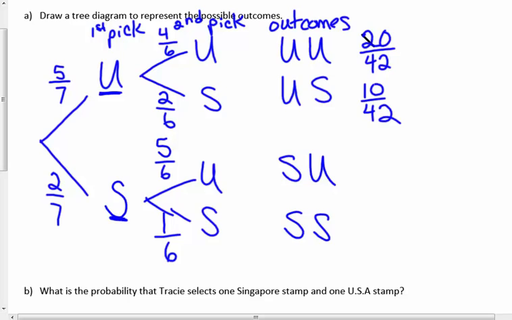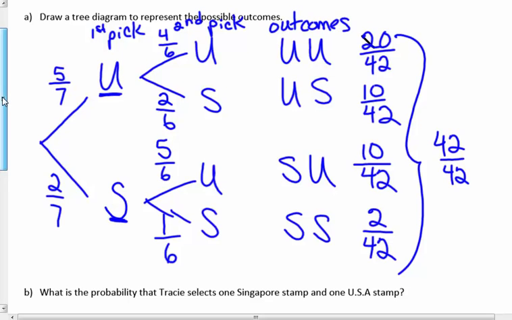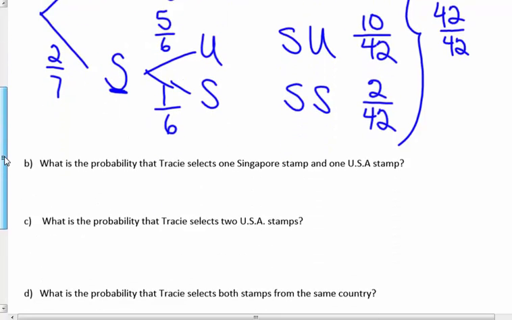Singapore US would be 10 out of 42, commutative property there. Singapore, Singapore would be 2 out of 42. Now I know I've done that correctly if I add my fractions and they add to 42 out of 42. Let's make sure. 20 plus 10 is 30, plus 10 is 40, plus 2 is 42 out of 42. Make sure you do that on the test. You've gotten all 100% of your possibilities in your tree diagram.